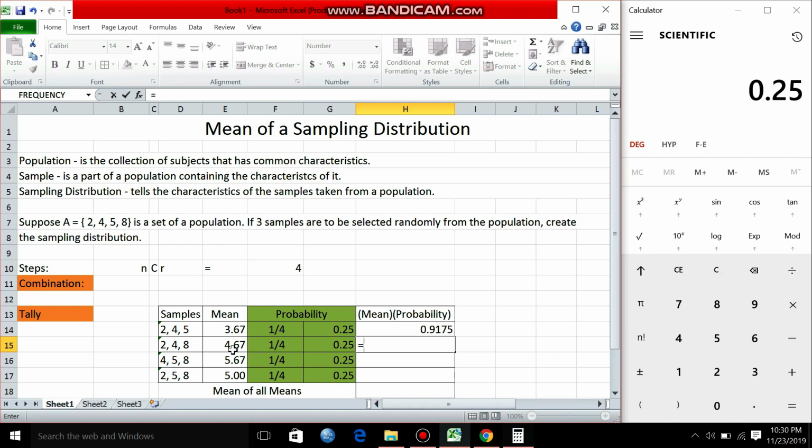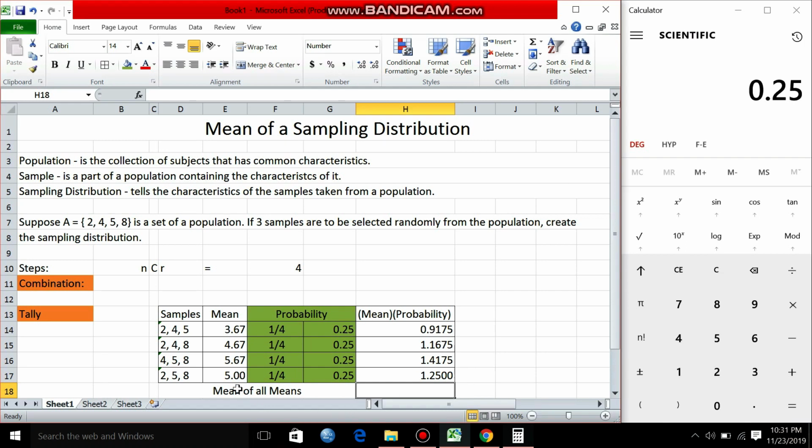Next, 4.67 times 0.25 is 1.1675. Next, 5.67 times 0.25 is 1.4175, and 5 times 0.25 is 1.2500.